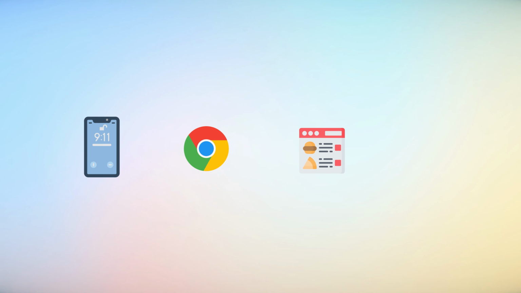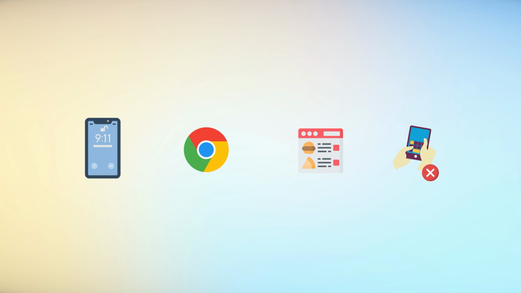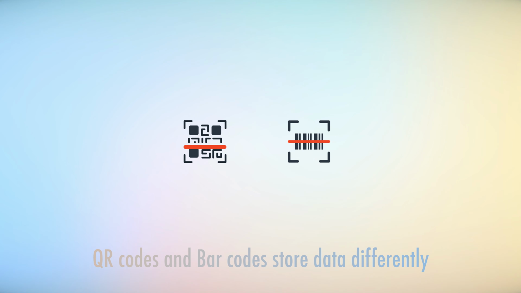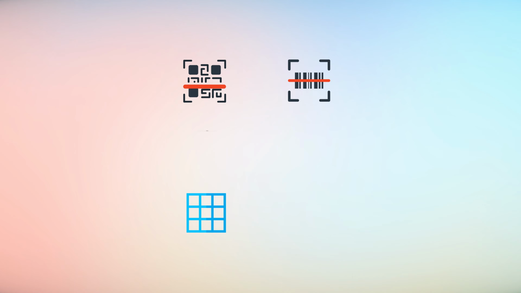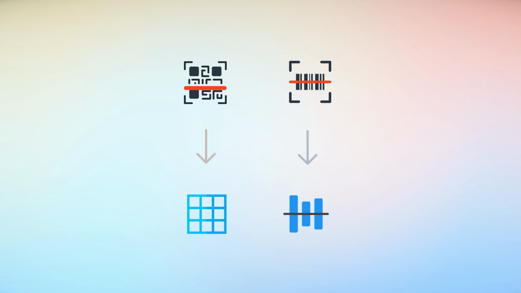Your phone's browser opens and you are magically transported to the restaurant's menu page. No typing, no fuss, just a seamless connection. QR codes differ from the old-school barcodes in the sense that QR codes can encode data in a grid format, while barcodes can only encode data vertically.